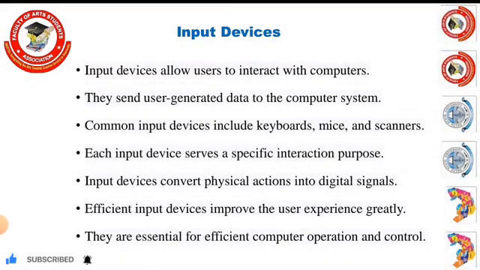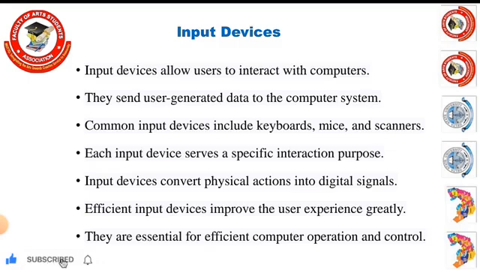I mentioned input devices earlier. Now, what input devices allow us to do, the USB ports and the rest, they allow users to interact with computers generally. Your input devices like your keyboard, your mouse, your scanners, those are the common input devices. They enable you to input data. So they actually send user-generated data to the computer system. It's through your input device you send this particular data.